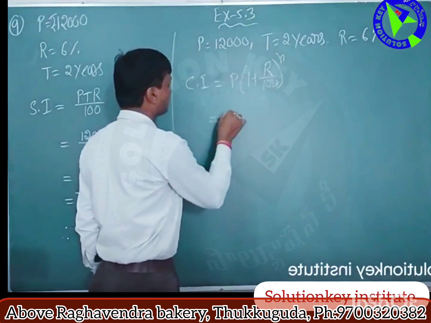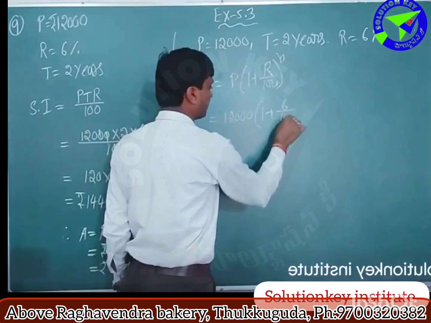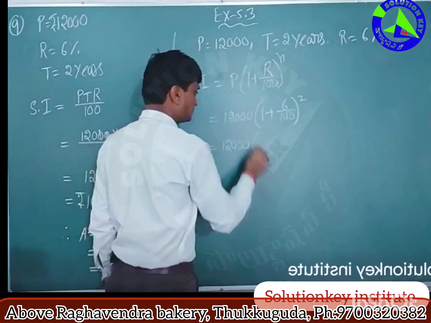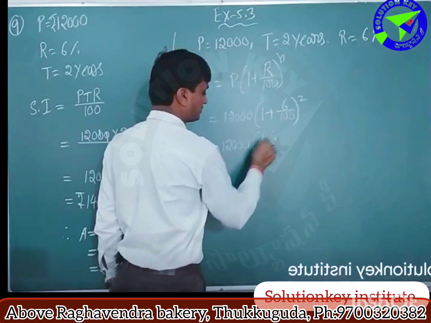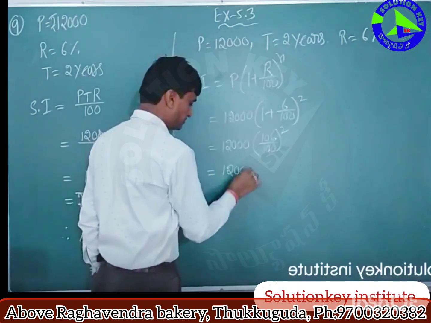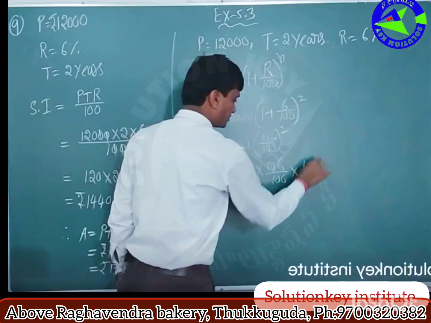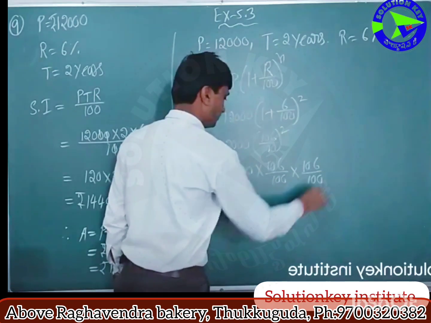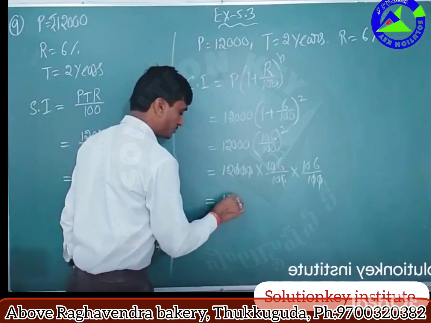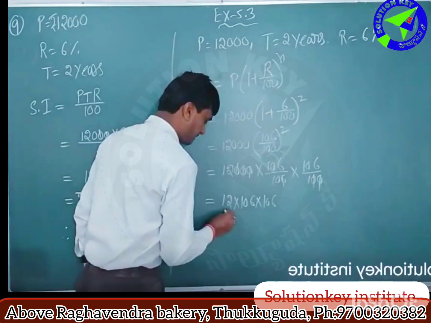So P is equal to 12,000, 1 plus R, that is 6 by 100, whole to the power of 2. And 12,000 mixed fraction, it is 106 by 100. Square means 2 times, 12,000 into 106 by 100 into 106 by 100. So 1 2 3, 1 2 3 zeros cancel. Then 12 into 106 into 106 by 10.